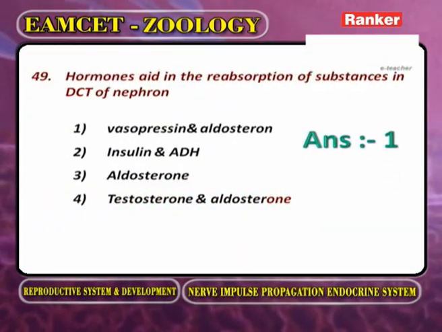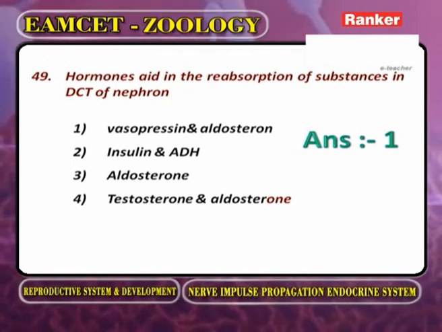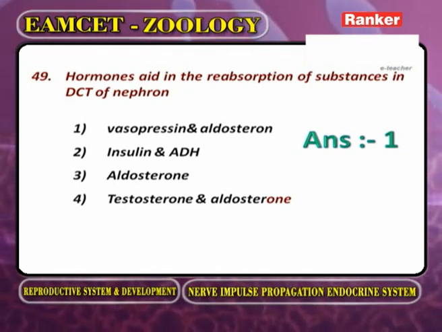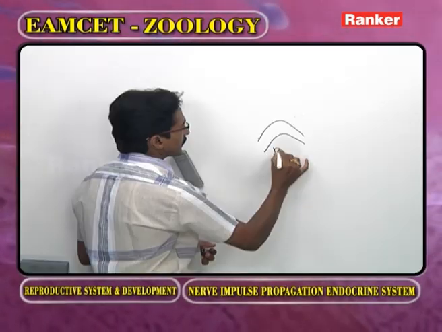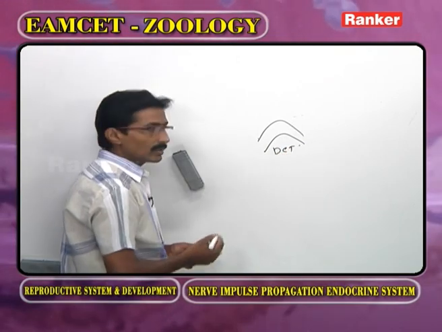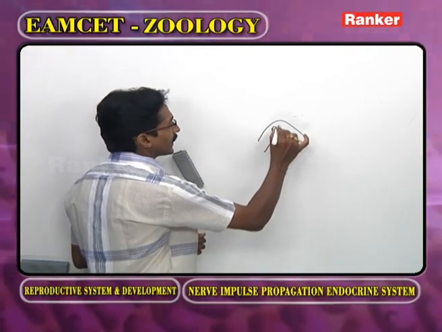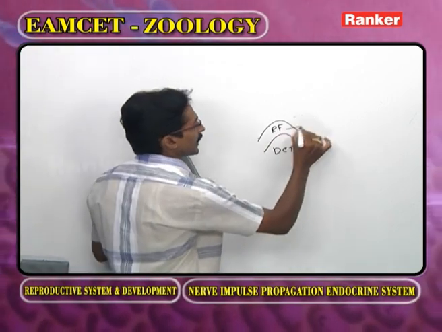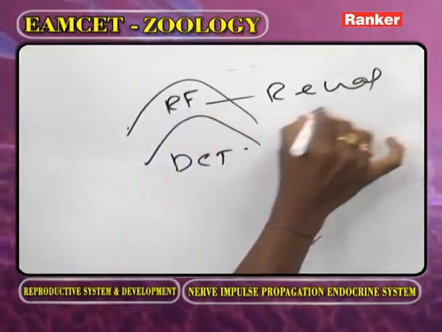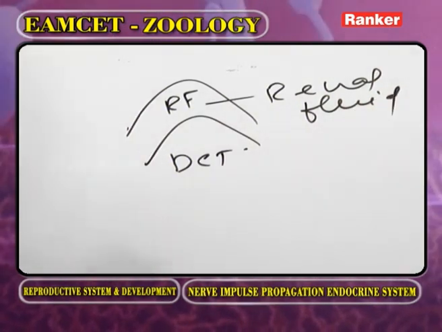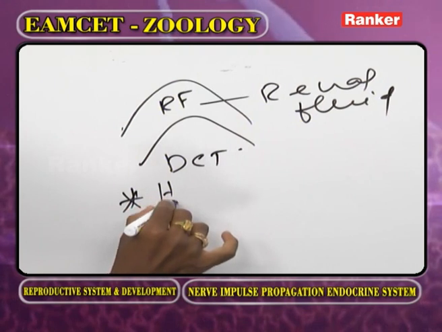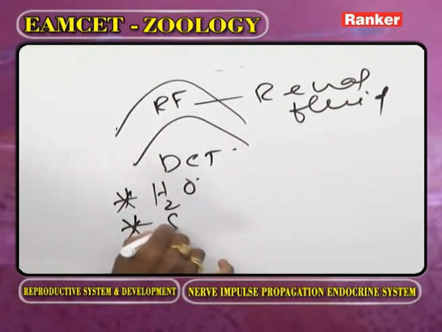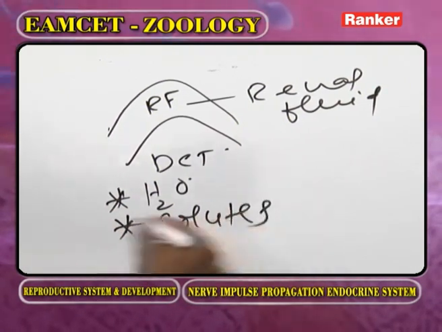Hormones help in the reabsorption of substances in the DCT. What is meant by DCT? This one we call the distal convoluted tubule. Now this we call RF. What is meant by RF? That we call the renal fluid. Now as we observe, the DCT is permeable to water and permeable to solutes.